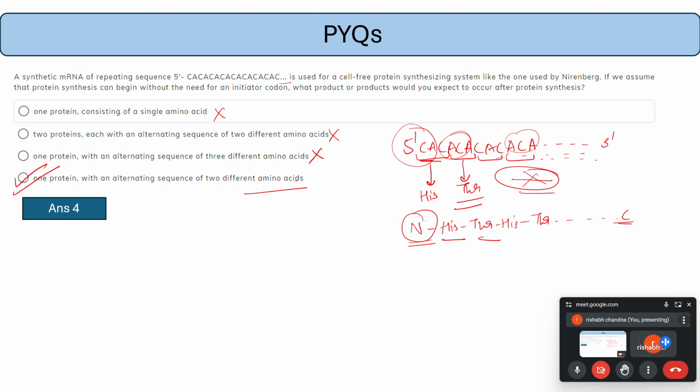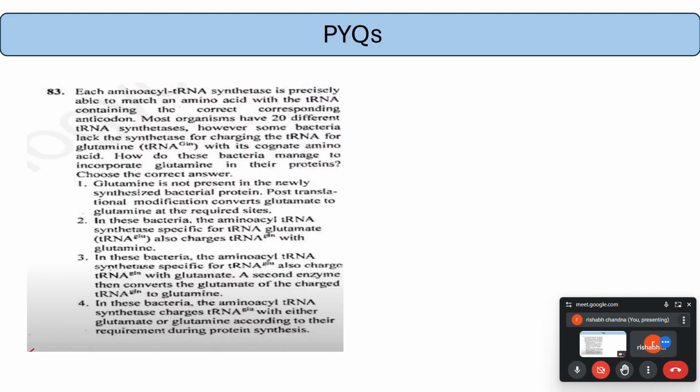Okay. Now moving on to the next question. Each amino acid tRNA synthetase is precisely able to match an amino acid with the tRNA containing the correct corresponding anticodon. Most microorganisms have 20 different tRNA synthetases. However, some bacteria lack the synthetase for charging the tRNA for glutamine with its cognate amino acid.